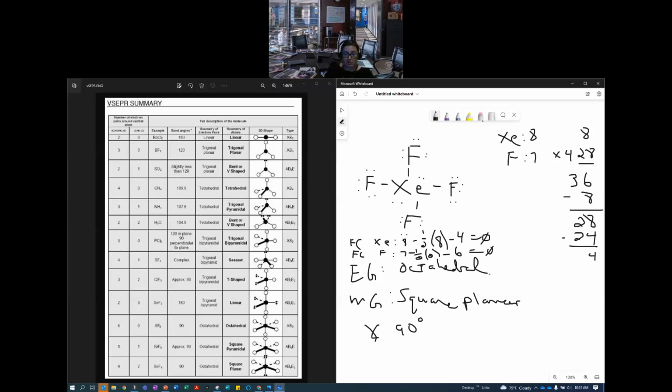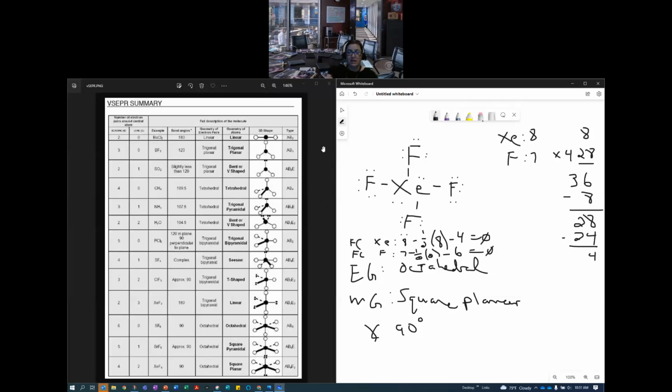That's okay too. And then once we have a structure that we're happy with that has minimized our formal charge, we look to see how many bonding pairs and how many non-bonding pairs we have. Then we use our table to figure out what that structure looks like. What is the electron pair geometry? What is the molecular geometry? And what are our bond angles? That's what we're looking at for that particular set of things.